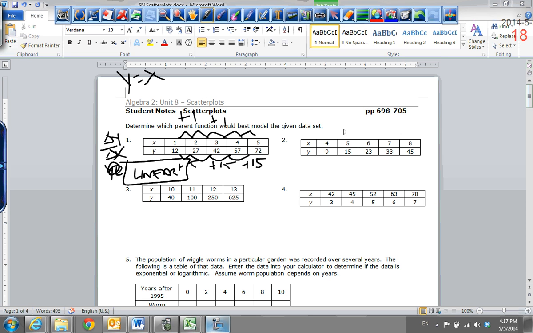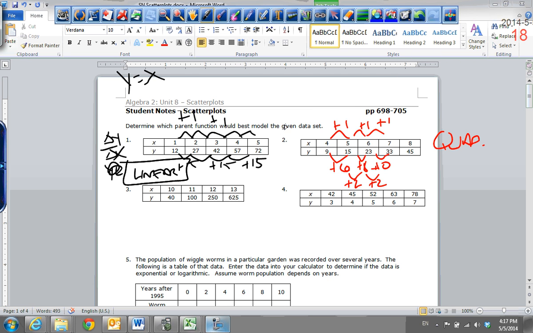Okay. Number two, we look at the same thing. It's plus 1, plus 1, plus 1 all the way. This would be plus 6, and then plus 8, and plus 10. So if you look there, my second difference is going up 2 and up 2. The graph that has that is a quadratic.